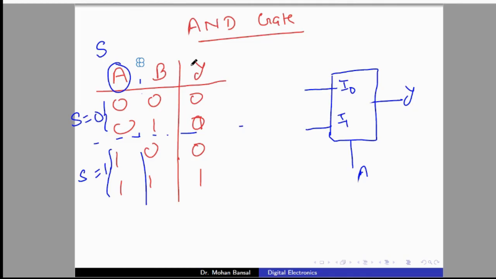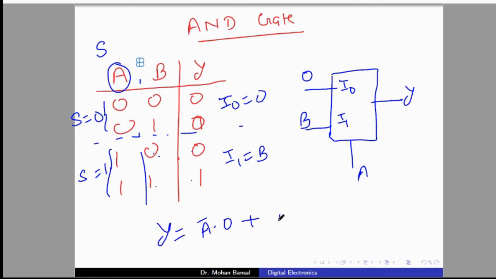So for s equal to 0, we will check the relation between y and b. Here y is 0 in both cases, so we can write I0 equal to 0. And for s equal to 1, y is equal to b: if b is 0, y is 0; if b is 1, y is 1. So we can write I1 is equal to b. So this is 0 and this is b. If you write the expression from here, y is equal to A bar dot 0 plus A dot B. So this is nothing but A dot B.